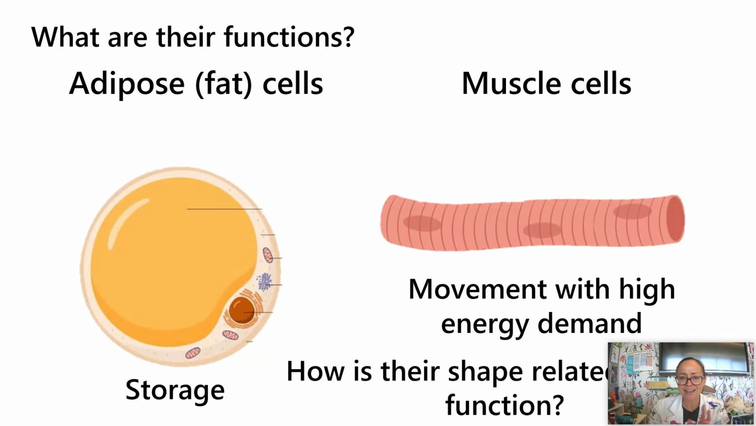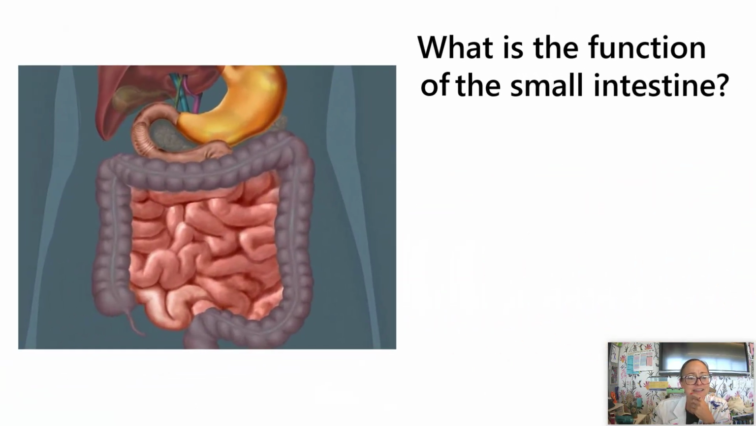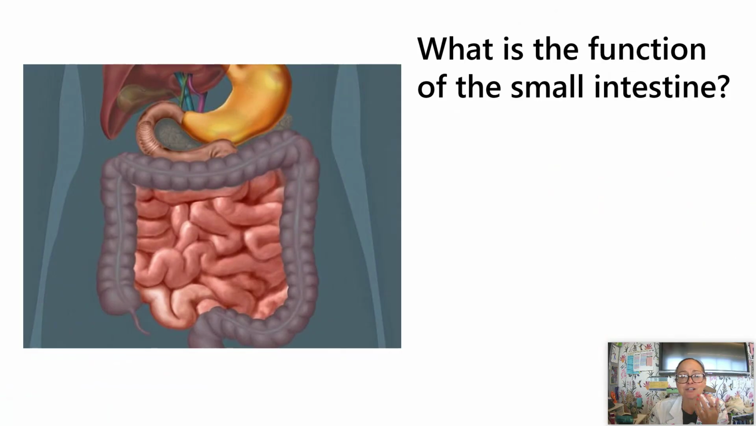So let's go ahead and have a few more thought-provoking questions. What about the small intestine? When we eat food, what is the function of the small intestine? That's going to be to absorb our nutrients. If I have some almond milk, for example, there's lots of calcium in almond milk. That's an opportunity for that calcium to be absorbed into my body when it's in my small intestines.